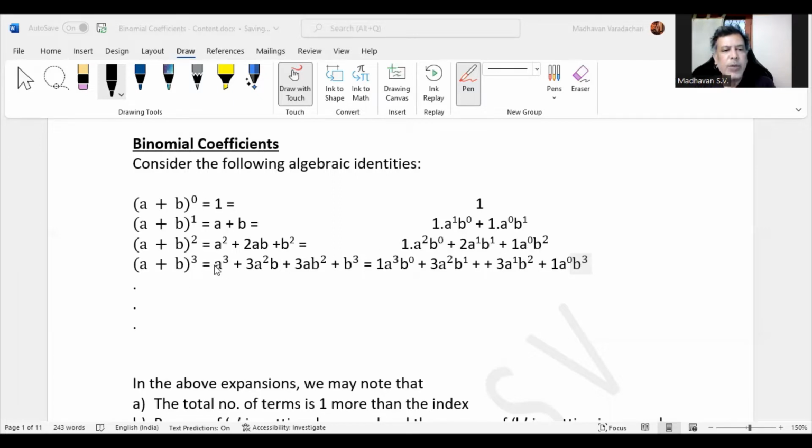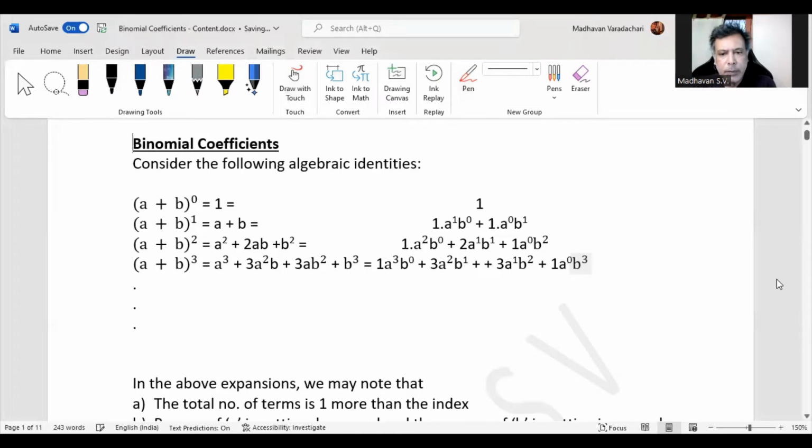Similarly, (a + b) the whole cube can be written as a cube plus 3a square b plus 3ab square plus b cube. That can be rewritten as 1 times a cube into b power 0 plus 3 times a square b power 1 plus 3 times a power 1 b power 2 plus 1 times a power 0 b power 3.